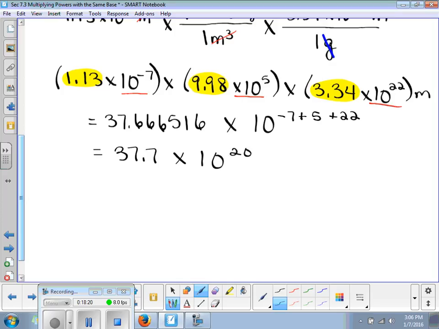Is that my final answer? No. Why? Because this is greater than 10. It's not scientific notation yet, right? So we just need to move our decimal. If I move the decimal to the left one, you add 1 to the exponent, right? So we end up with 3.77 times 10 to the 21st molecules of what?